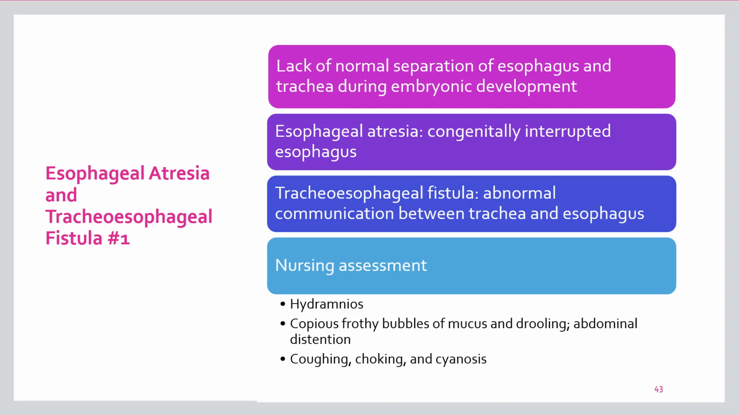Look for copious frothy bubbles of mucus and drooling. The baby has a lot of bubbles and mucus because remember the trachea and esophagus are connected, so that can cause drooling, mucus, aspiration, and abdominal distension, because fluid can come from the trachea to the baby's stomach. Once the baby starts breathing, the air can go from the trachea to the esophagus. It should be going to the lungs, but it can go to the esophagus now. So coughing, choking, and cyanosis can occur here.